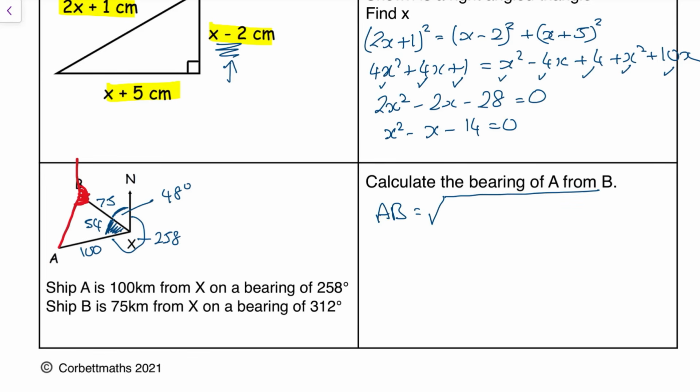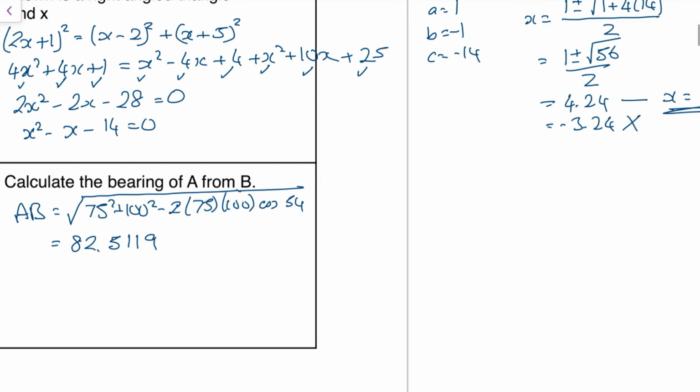So AB is going to be 75 squared plus 100 squared. So I'm using the triangle ABX. Minus 2 times 75 times 100, cosine rule, times cos of the angle in between, which I've just worked out to be 54. So that tells me that AB, and by the way, this is not an easy question, this tells me that AB is 82.5119. So let's write that out. 82.5119.